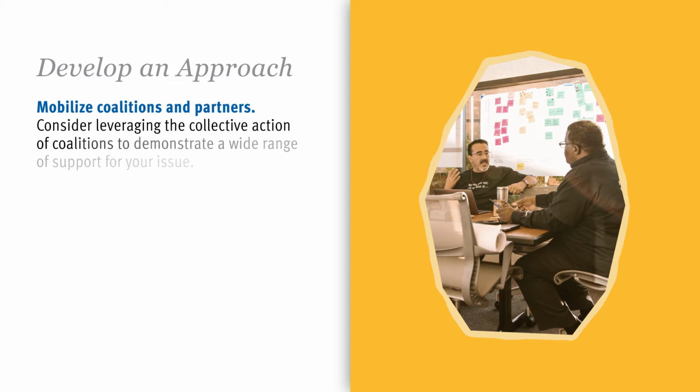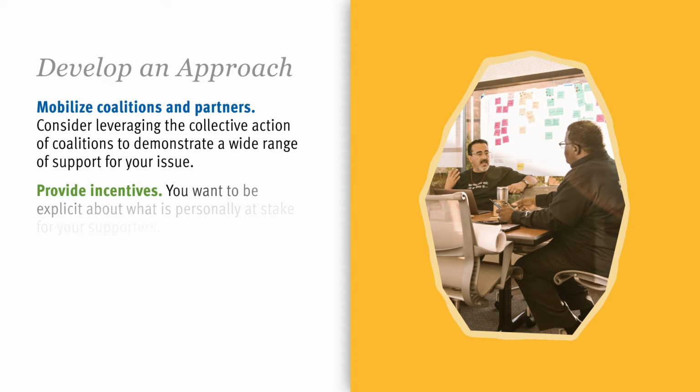Mobilize coalitions and partners. A coalition is two or more organizations or groups working together to achieve a common goal. Consider leveraging the collective action of coalitions to demonstrate a wide range of support for your issue. Also, consider whether any like-minded community or government leaders would be willing to partner. You want your target audiences to hear from multiple people and organizations who they trust and who care about this issue. Provide coalition members and partners with toolkits with talking points, social media posts, sample emails, and other information to ensure consistency in message while also making it easier for them to disseminate such information and take action.